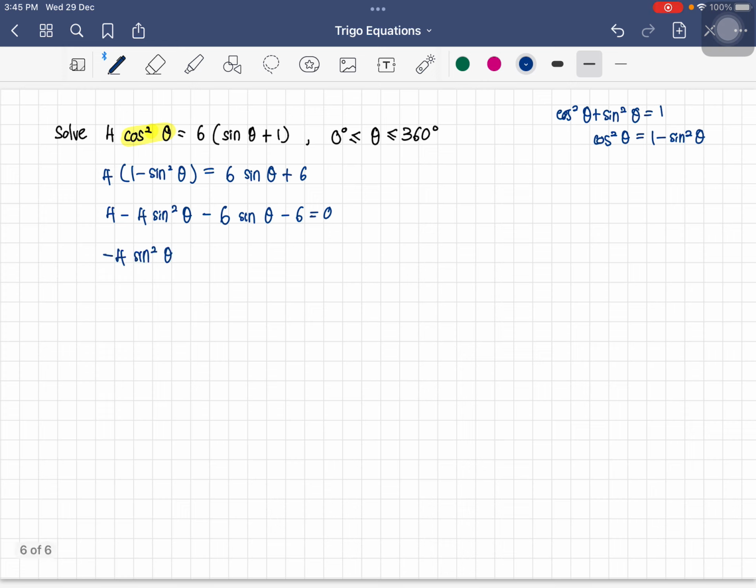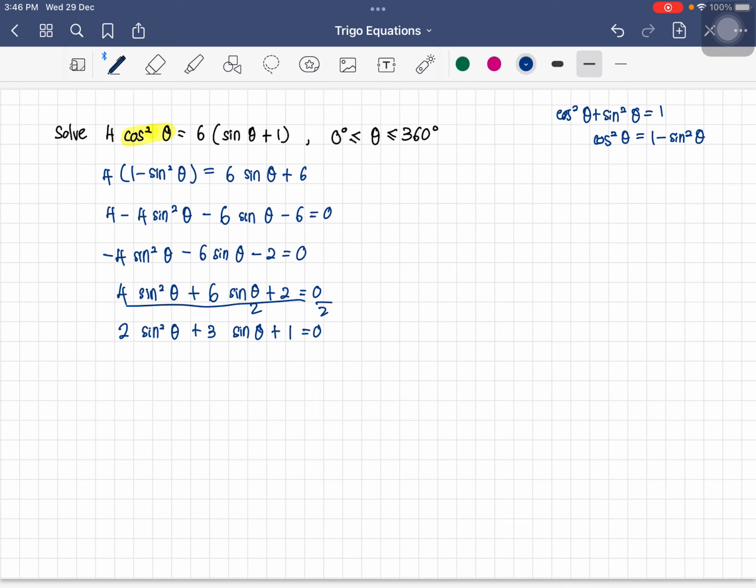Negative 4 sine squared theta minus 6 sine theta. So 4 minus 8 will be negative 2, which is equal to 0. So I have 4 sine squared theta, sorry, that one is 6, plus 6 sine of theta plus 2, which is equal to 0. I can divide each term by 2. Therefore, I have 2 sine squared theta plus 3 sine theta plus 1. I divide everything by 2.